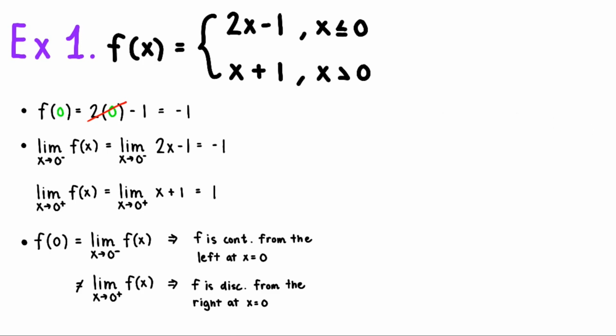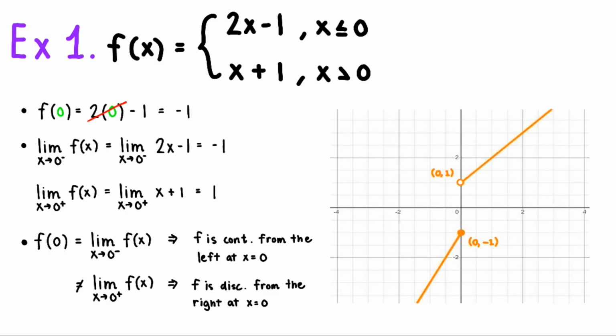And to verify this, indeed, if we check out the graph, as you can see, from the left, the limit matches the value of the function, while from the right, it doesn't match the value of the function, since this one is the value of the function at x equals 0. So it is continuous from the left, while it is not continuous from the right, or discontinuous at the right. And so clearly this is the final answer for this example.